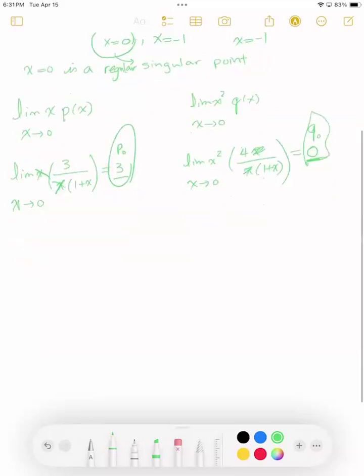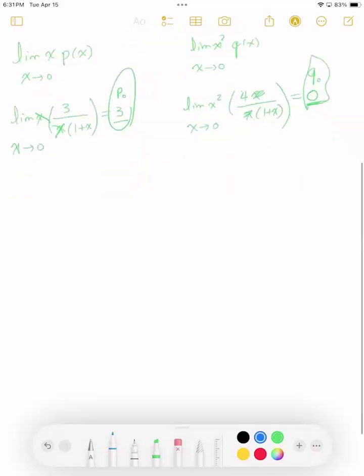Then it says go further. If it is a regular singular point, we want to find the exponents of the differential equation. To find them, we create this equation: r times (r minus 1) plus p0 times r plus q0 equals 0. So we substitute p0 and q0 into this equation and we solve.